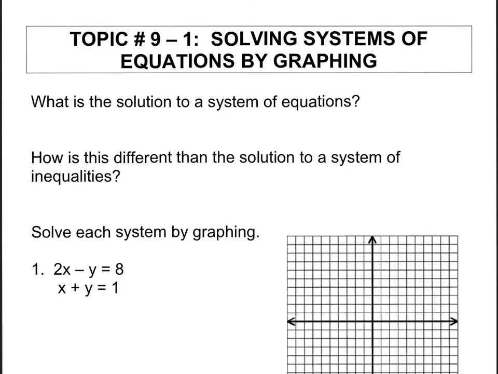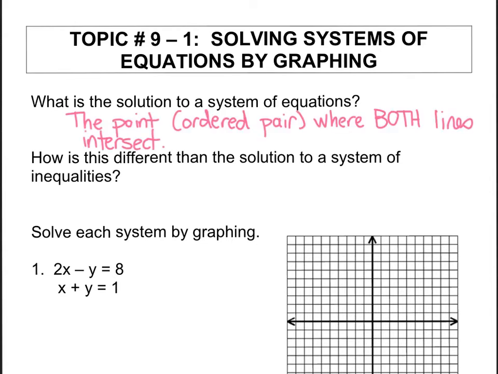So if you remember, a solution to a system, that means more than one line, would be the point or the ordered pair where both lines intersect. So sometimes we don't give you the lines already graphed, and we're going to have to graph them ourselves. Now, I will say you probably want a ruler or a straight edge because it's super important that your lines are precise so we can find the exact point where they would meet.